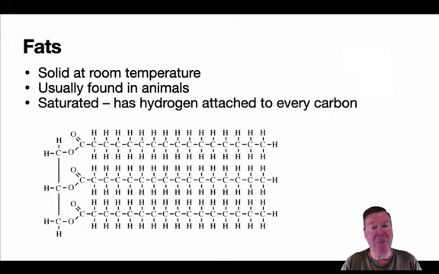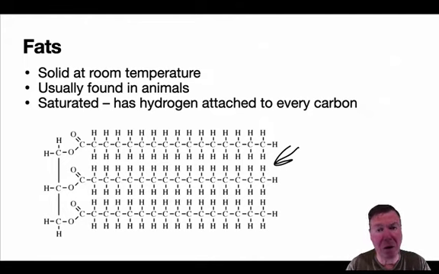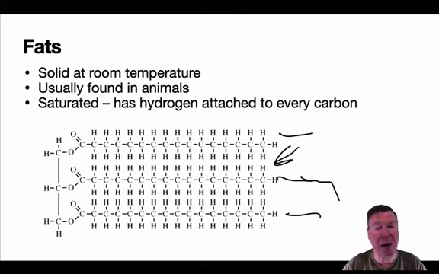Fats are solid at room temperature. So think of meat fat, like bacon or the fat on a piece of meat or steak. Usually found in animals. And it is saturated. You can see on the diagram there are none of those double bonds in the carbons. If you saw one, you would see the hydrocarbon chain bend, and that's where you see an unsaturated fat. But they're all perfectly straight because they're all saturated.